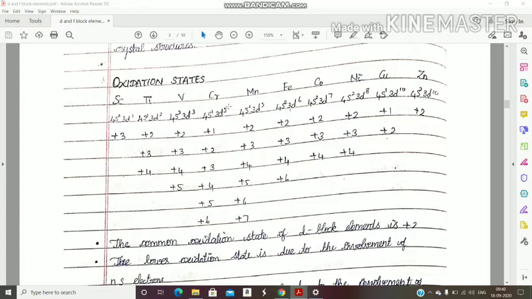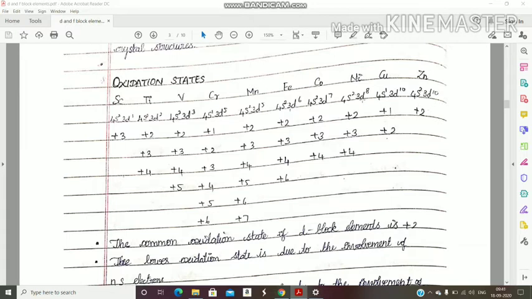So in case of iron, it exhibits +2, +3, +4, +6. In case of cobalt, it exhibits +2, +3, +4. In case of nickel, it exhibits +2, +3, +4. In case of copper, it exhibits only 2 oxidation states. They are +1 and +2. But zinc exhibits only 1 oxidation state, that is +2.